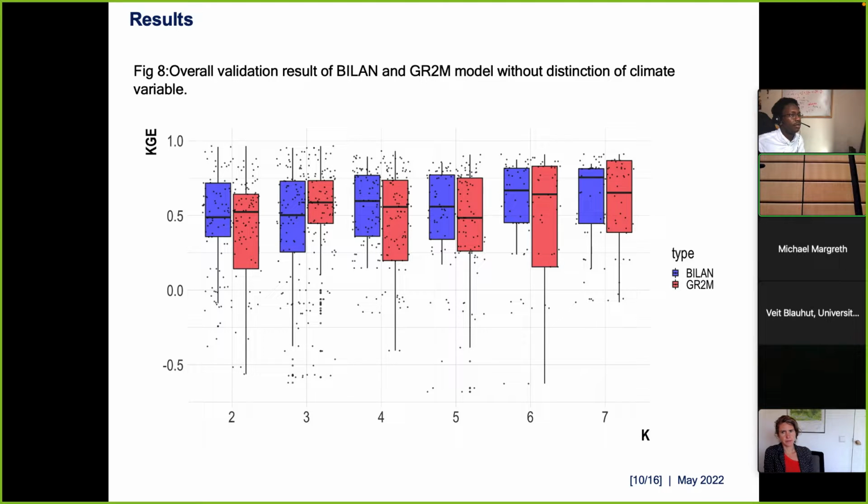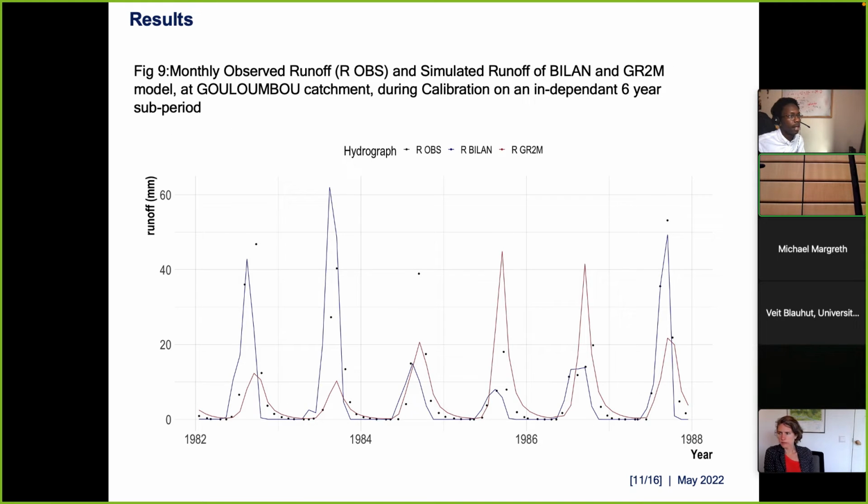When diagnosing the validation performance, it's not very easy to say, but the models are quite competing. We cannot clearly state which model performs better, but we can see that for some records the Bilan model performs better, and for some the GR2M is performing better. Here we have the hydrograph, and we can see that the GR2M model has a tendency to overestimate or underestimate the simulated runoff.